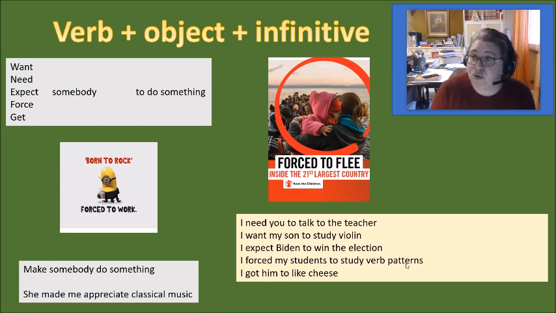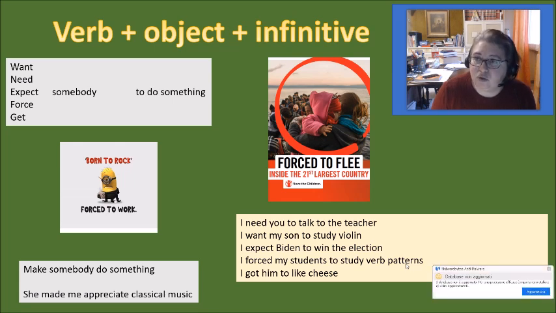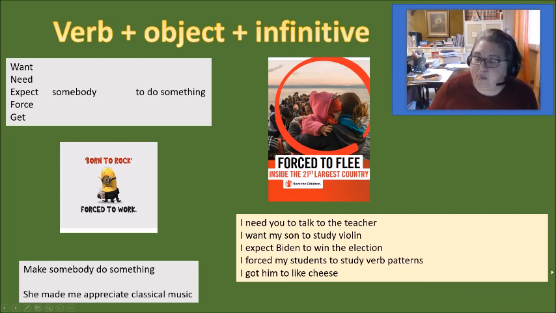Force somebody to do something. It means that you make him do something under duress, without the other person's consent. And then make somebody do something. Here again, we have the idea of forcing somebody to do something. For example, these people in the picture have been forced to flee.